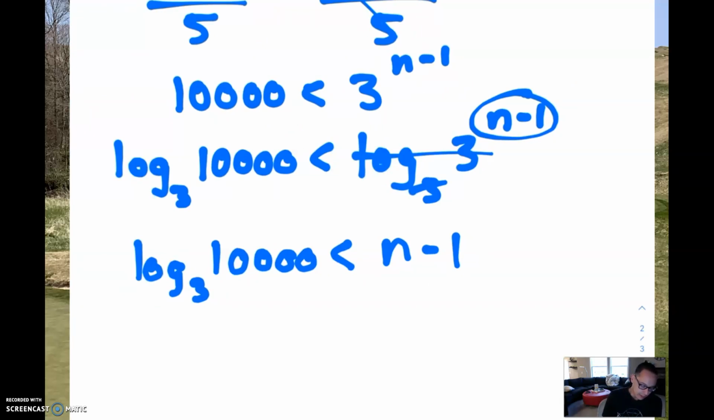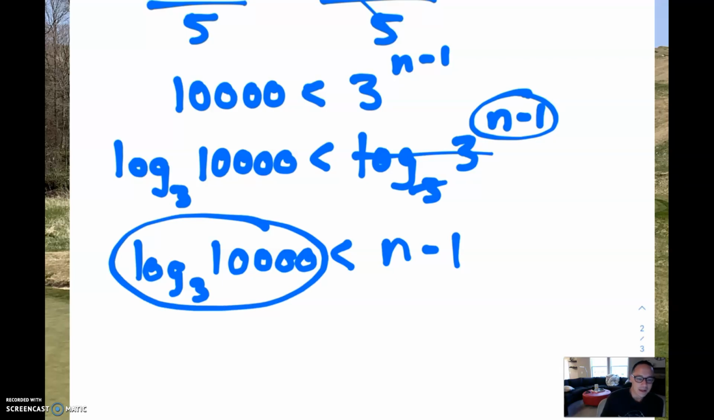Now you might also be wondering how to calculate this. Essentially what this means is 3 to the what power is equal to 10,000. That's what a log is telling you. It's what an exponent would have to be on this 3 in order to make that number 10,000.